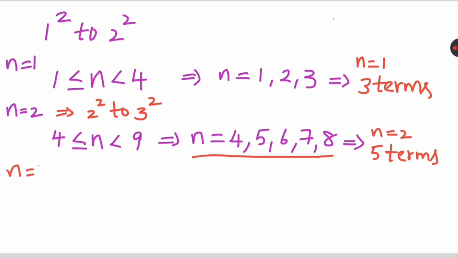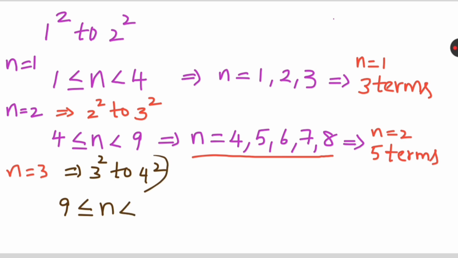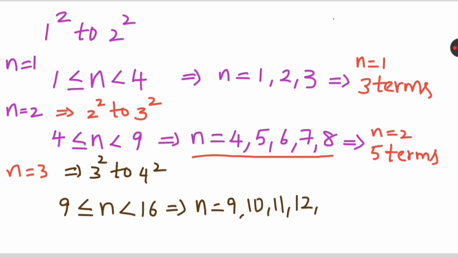Let's check for 3. The range is 3 power 2 to 4 power 2. 3 power 2 is nothing but 9, so we need to take 9 less than or equal to n less than 16, as 4 power 2 is nothing but 16. How many values are we going to get? We have to start from 9, and since we have 16, we take up to 15. So 9, 10, 11, 12, 13, 14, 15. Here we are getting 7 terms.